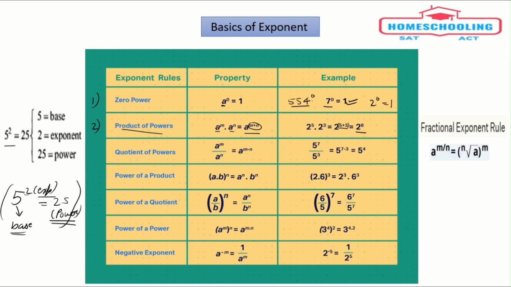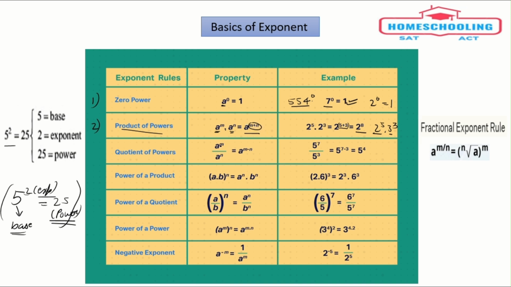Always remember, your base should be the same. If something like 2 to the power 5 and 3 to the power 3 is given, we cannot use this product of powers rule here because the bases are different. So when we have multiplication, those exponents get added.